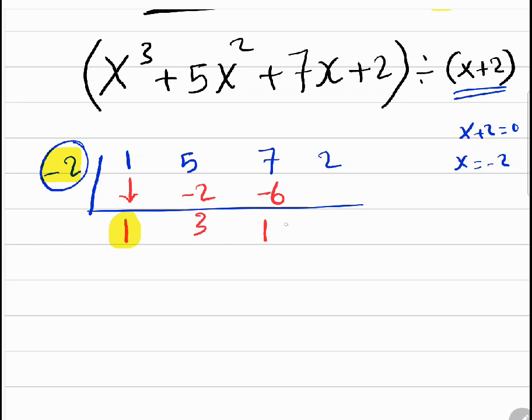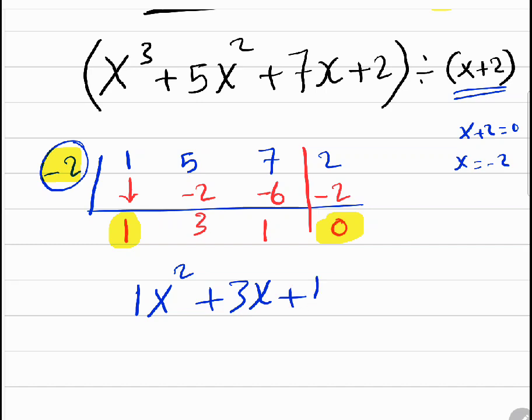And then negative 2 times 1 is negative 2. And 2 and negative 2 cancel. So once again, we have a remainder of 0, which means this expression is factorable by x plus 2. So the answer that we're looking for is 1x squared plus 3x plus 1. So this is the solution after you divide by these two expressions.